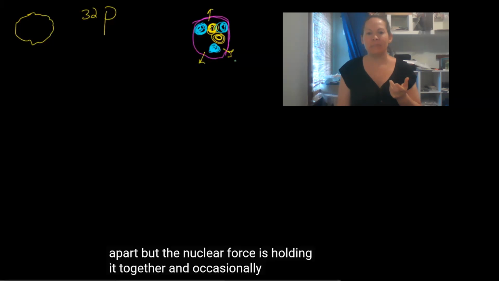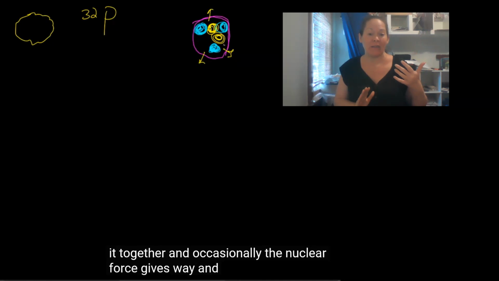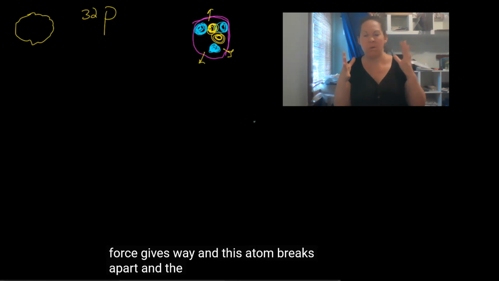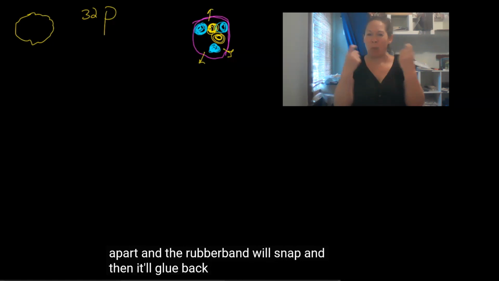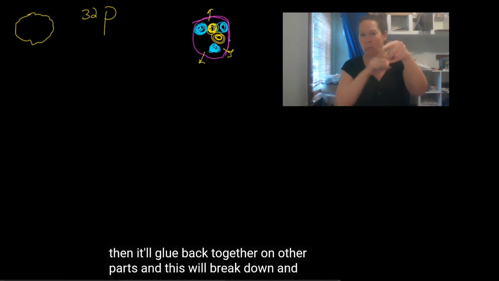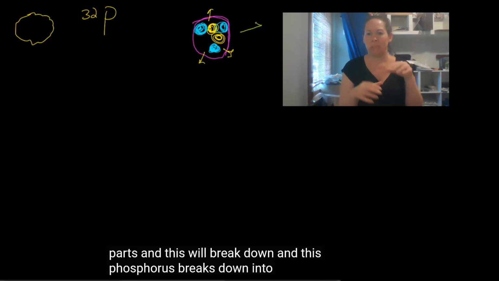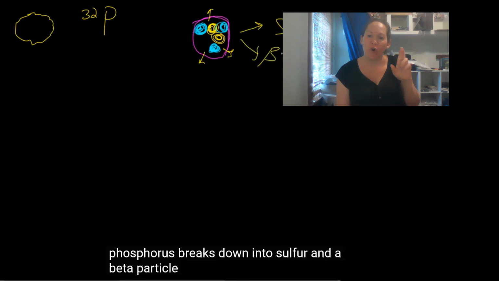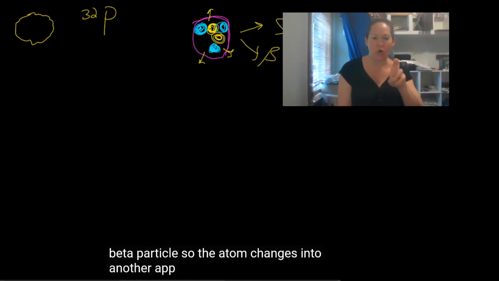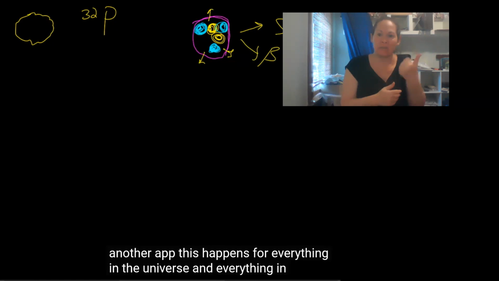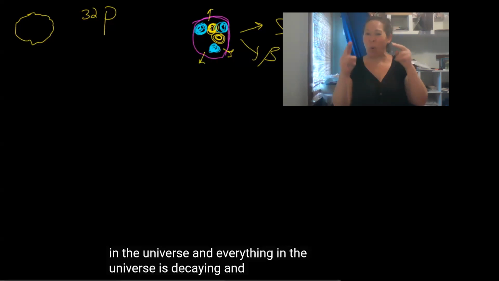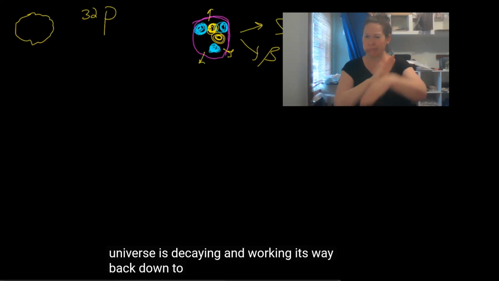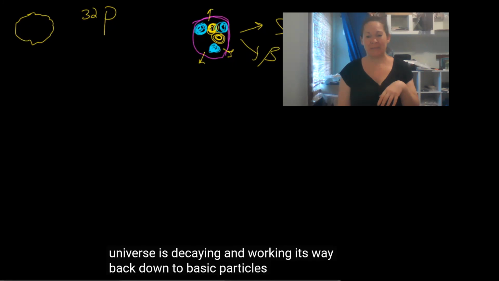And occasionally, the nuclear force gives way, and this atom breaks apart. The rubber band will snap, and then it'll glue back together on other parts, and this will break down. And this phosphorus breaks down into sulfur and a beta particle. So the atom changes into another atom. This happens for everything in the universe. Everything in the universe is decaying, right? And working its way back down to basic particles.